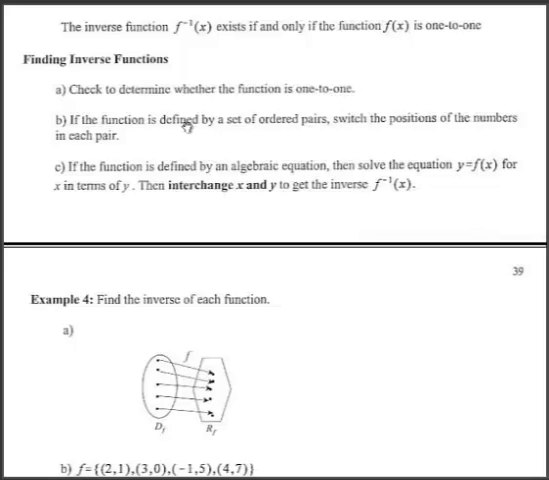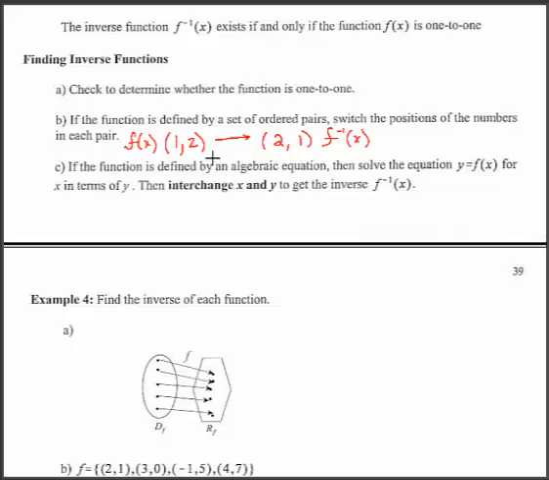Then, if the function is defined by sets of ordered pairs, we swap out the inputs and outputs. Okay, so we would simply, for instance, if we had 1, 2, to write the converse, we would write 2, 1. Okay, and this would give us our ordered pairs for our inverse function. Okay, so we could call this f of x, and this would be f inverse with the superscript of -1.